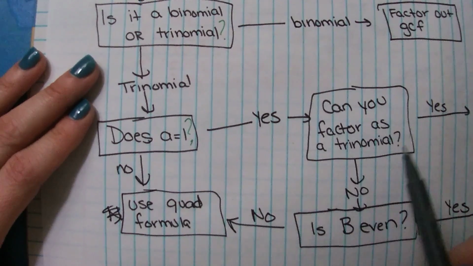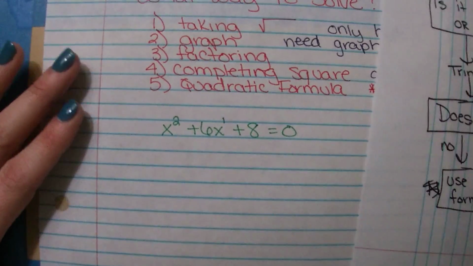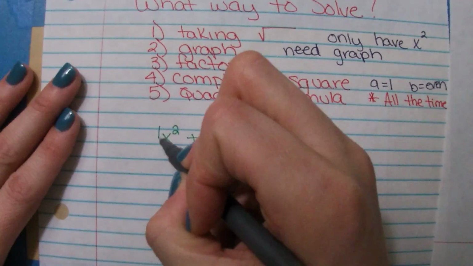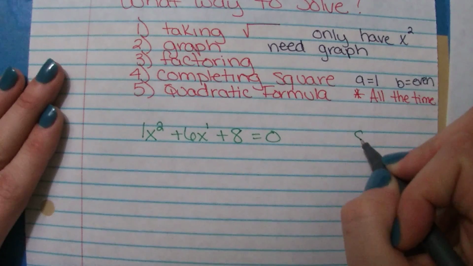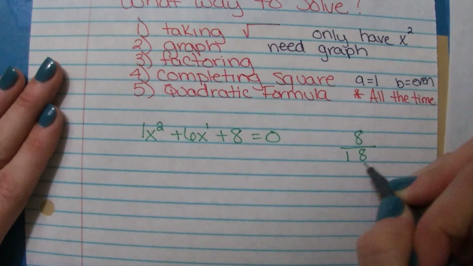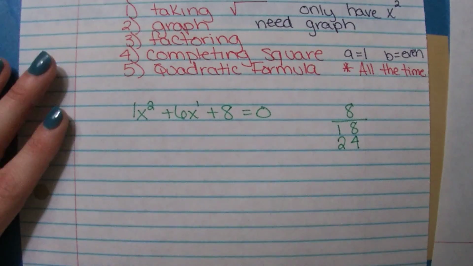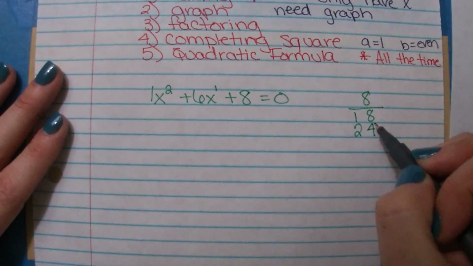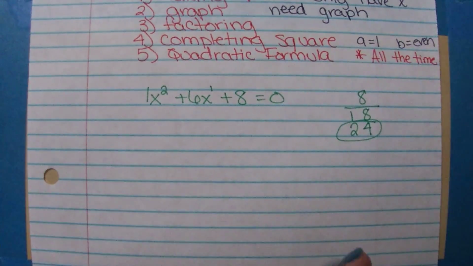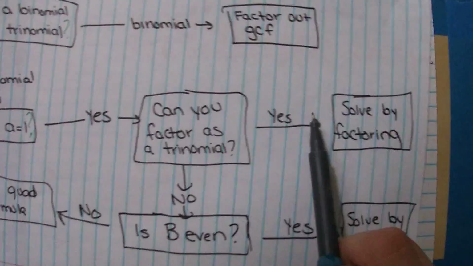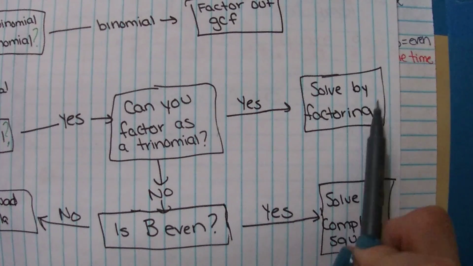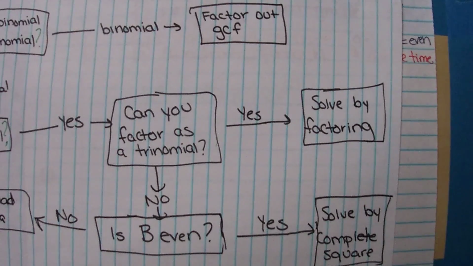Can you factor it as a trinomial? Well, I don't know. Let's check. 1 times 8 is 8. Okay, do I see a set that adds up to 6? Yep. So yes, I can factor this as a trinomial. So that says, okay, solve this by factoring.